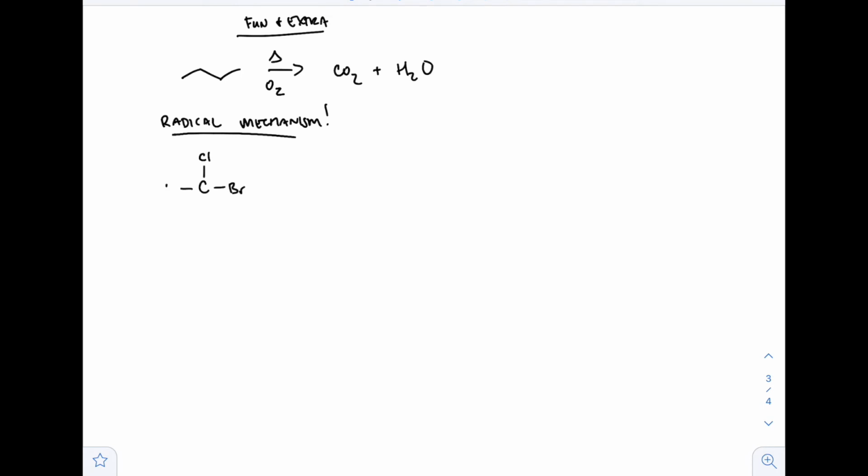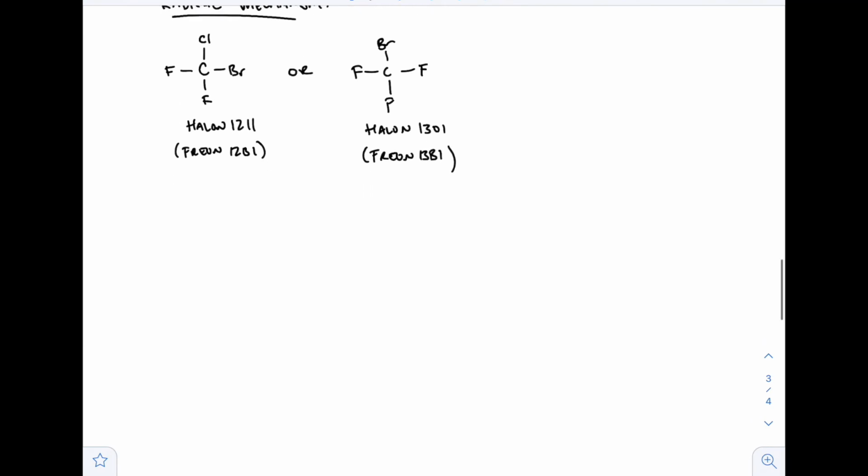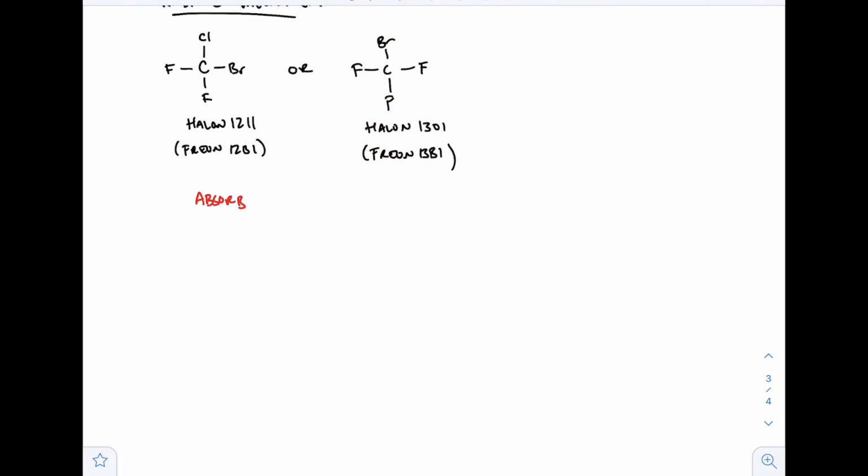And so this guy right here and this guy right here are actually really good fire extinguishing sources. This is halon 1211, aka Freon 12B1. This is halon 1301, aka Freon 13B1. These are CFCs, if you recognize them from a previous video. CFCs are actually really good at extinguishing fires, and they are still used to extinguish fires, because they absorb heat to form radicals.